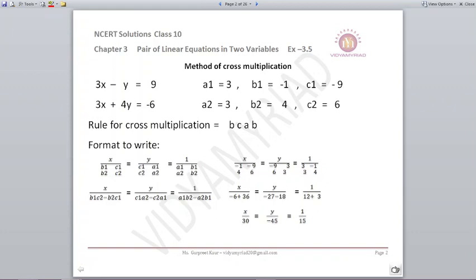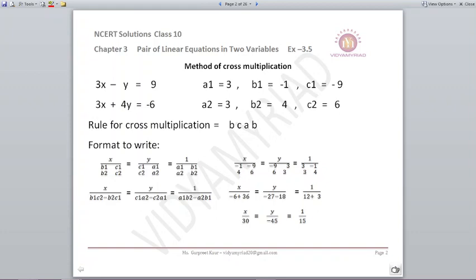Now here you will be given two linear equations. For example, we have 3x minus y is equal to 9 and 3x plus 4y is equal to minus 6. From here we can find out a1, b1, c1, a2, b2, c2, which we have learned in the previous exercises also. For cross multiplication, you need to follow the rule of BCAB. Just remember this. You will start from B, then comes C, then A, and then again B.